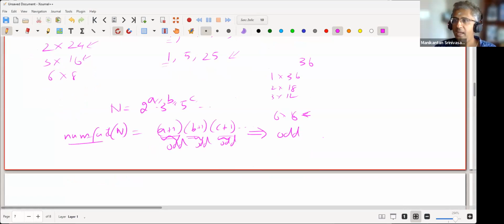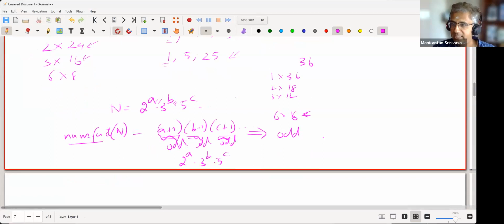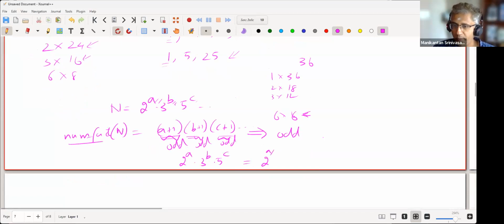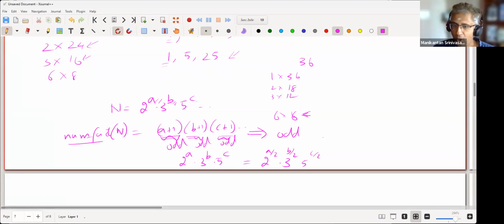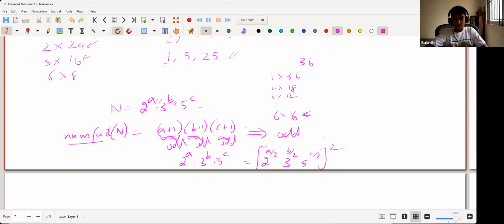Which means a, b, c, everything must be even. So when we have 2 power an even number a, 3 power an even number b, 5 power an even number c, that means it's a perfect square because it's (2 power a by 2 times 3 power b by 2 times 5 power c by 2) whole square, and therefore it's a perfect square. Does this logic make sense to you, Nitya? Alternative way of thinking about it. Sukrit, does it make sense to you? Yes, sir. Okay, Precious, question.